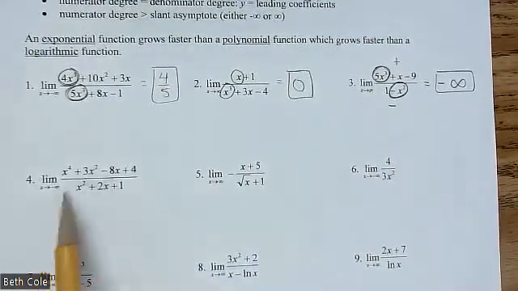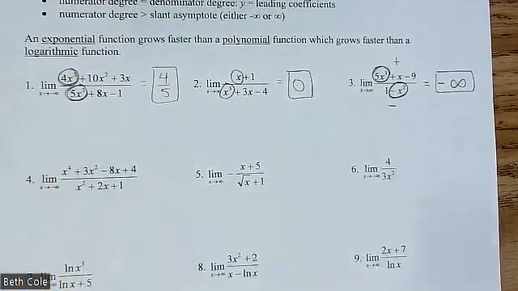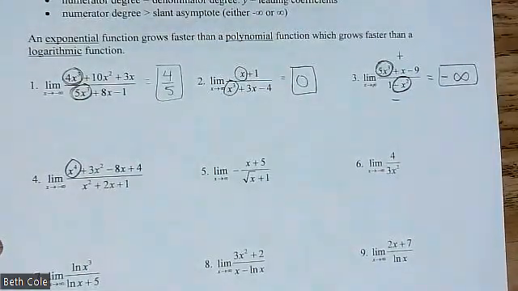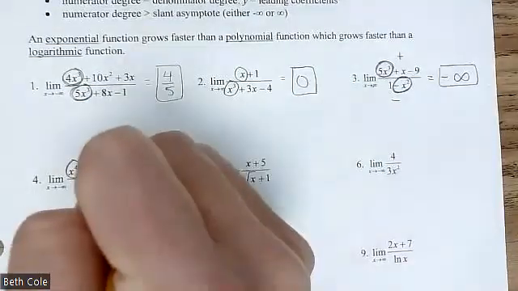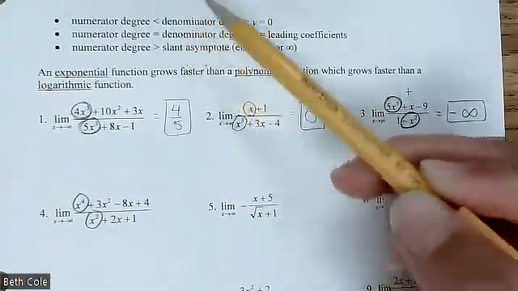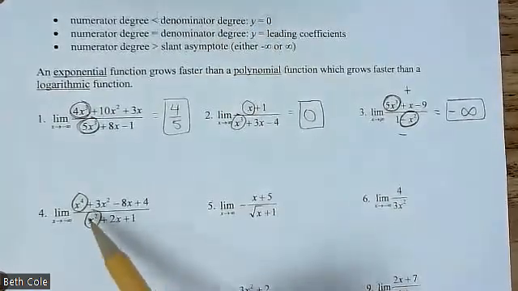All right, so looking at this one, who's in charge for the numerator? Yeah, x to the fourth, good. Who's in charge for the denominator? X to the second. Which situation is that? The first one, the second one, or the third one? The third. 4 is bigger than 2.